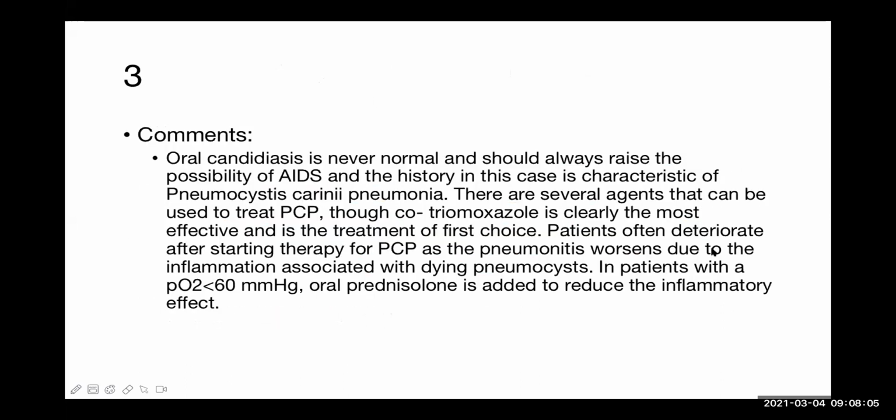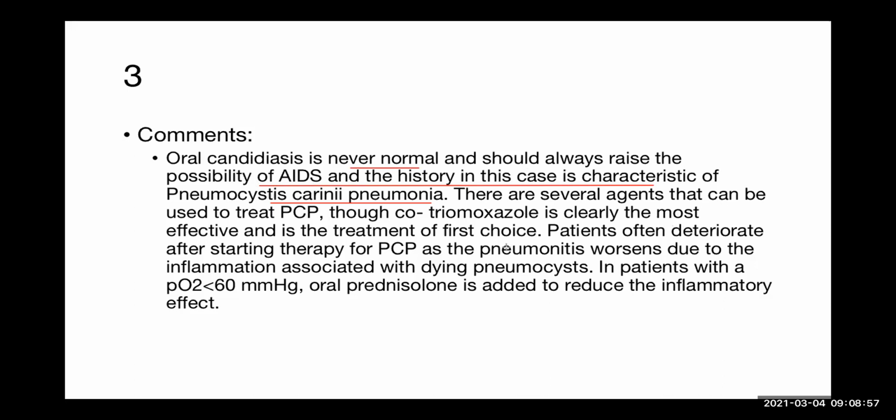Now look at the explanation here. This is my intention in this class, actually. Solving the question is not enough. You need to give an explanation for that. You need to know the reason why this is the correct answer and why others are the wrong answer. Oral candidiasis is never normal and should always raise the possibility of AIDS, and the history in this case is characteristic of Pneumocystis carinii pneumonia. Not only AIDS, I want to modify a little bit here. Rather than AIDS, they should have written immunocompromised condition, and HIV and AIDS is one important cause of that.